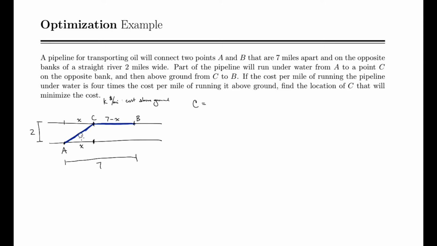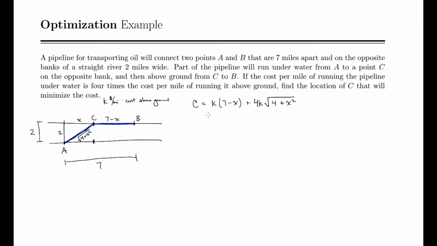Now we can create a little triangle. That's 2. And this distance here, we can find by the Pythagorean Theorem. That's just the square root of 4 plus x squared. So now the cost across land is K dollars per mile times the 7 minus x distance, plus the cost underwater, which is 4 times K times that distance, square root of 4 plus x squared. And that's what we're trying to minimize. It's already in terms of one variable. K is just some fixed constant.